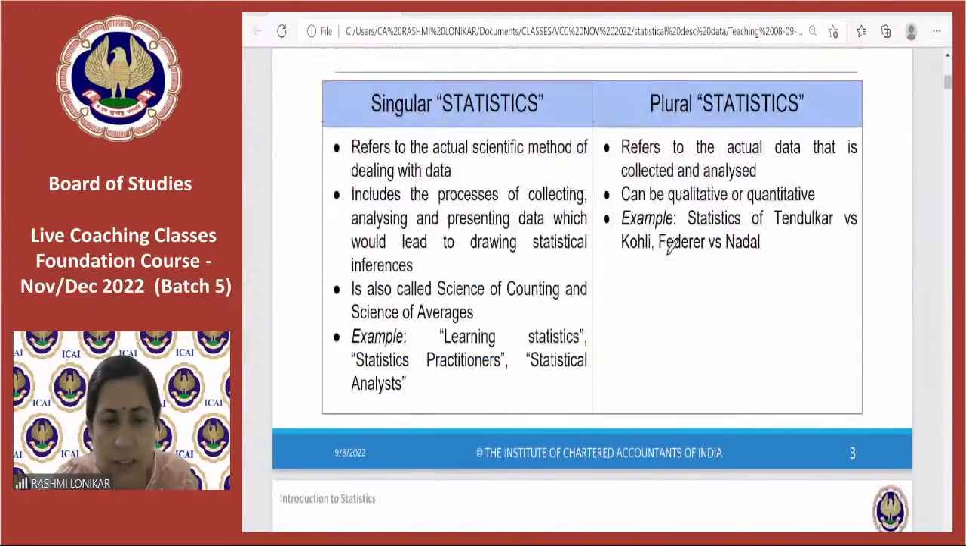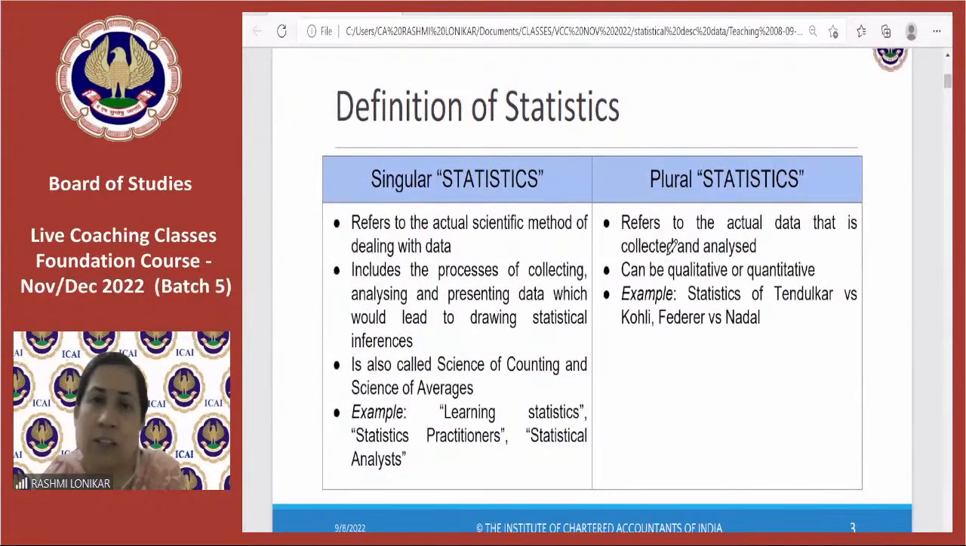The word statistics can be used in two ways, in the singular way as well as in the plural way. When we are talking of statistics in a singular way, we are talking about the scientific methods of dealing with data. That is, we are talking about collection, then analyzing, and then presenting the data from which we can draw the inferences. So it is also called a science of counting or science of averages.